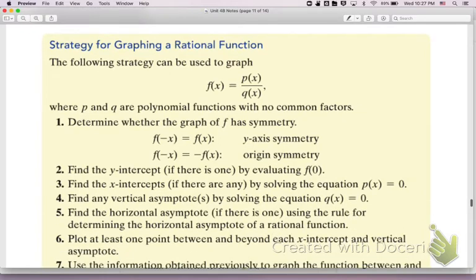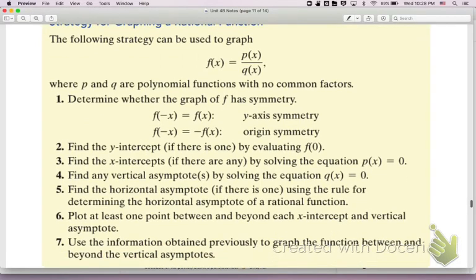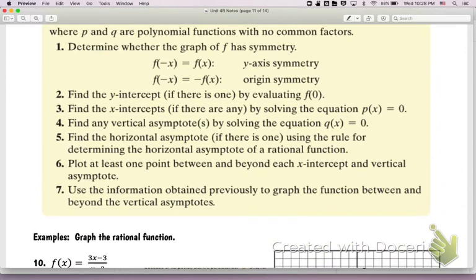Now, just like with polynomials, I think this strategy here is a little overambitious. We don't necessarily need to do all of these things. As I mentioned before, symmetry, to me, is bonus information. If you catch that there's symmetry, great. But if you don't, don't worry about it. Here's what's really important, and this one has a lot more must-dos than the polynomials did.